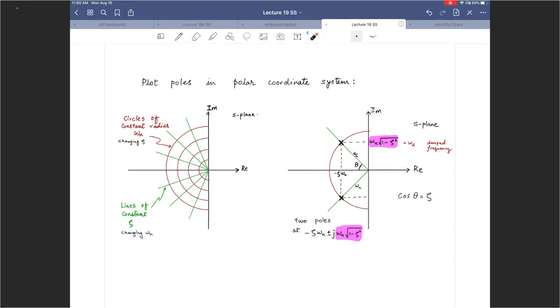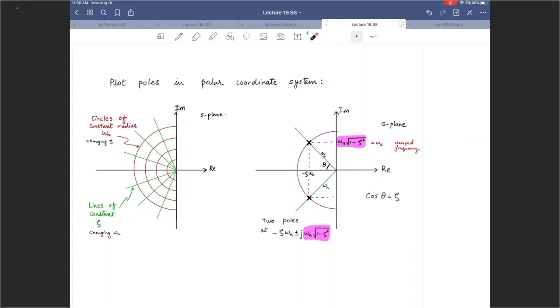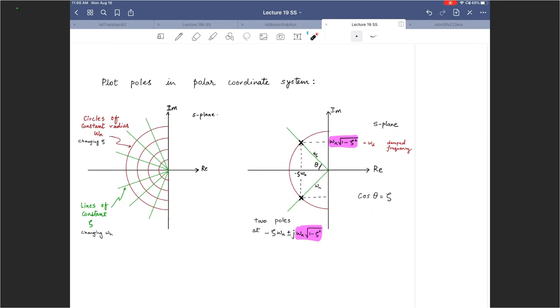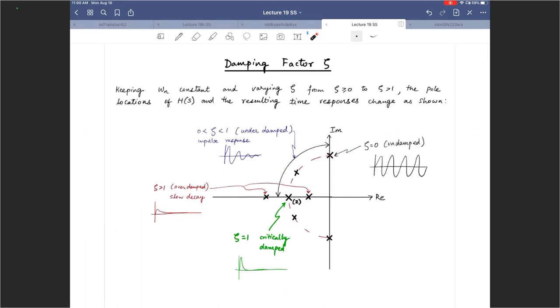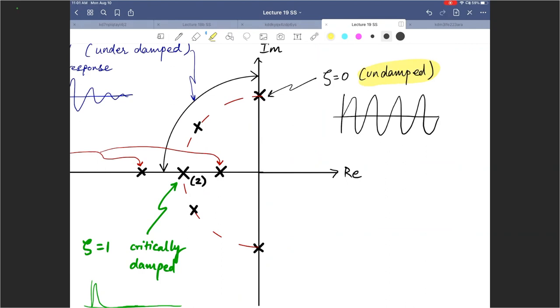Now let's try to see what happens when you play around with this damping factor zeta. Let's start with an undamped system. Undamped system essentially means no damping. Zeta is 0, right? And when you have zeta equals 0, you see this response: oscillations keep going on forever. No damping, no reduction in the amplitude of oscillations.